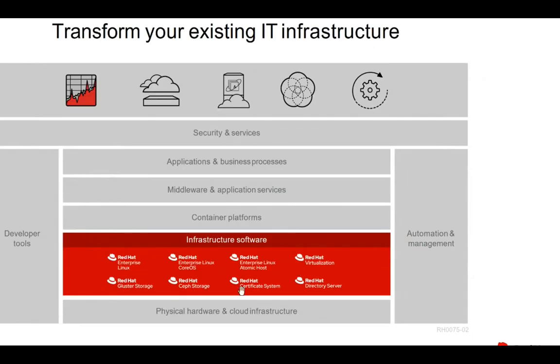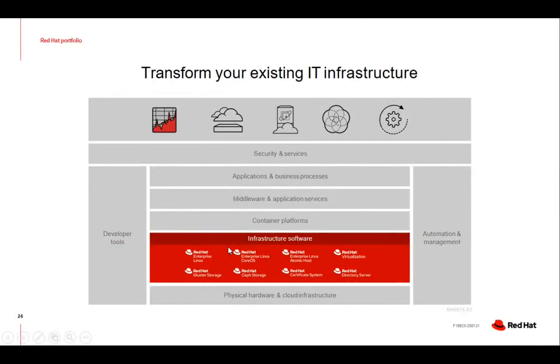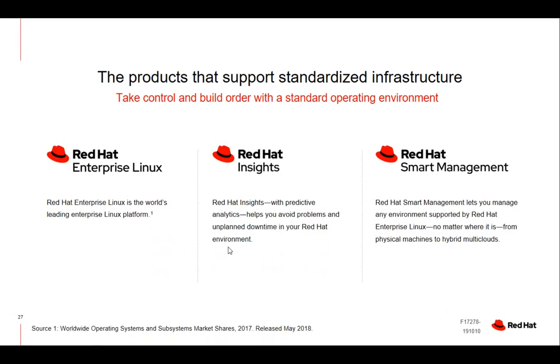So coming to the next slide, right. The products that support the standardized infrastructure are Red Hat Enterprise Linux, Red Hat Insights, and Red Hat Smart Management. First of all, it is very, very important that the customer has a standardized environment, and Red Hat Enterprise Linux is the world's leading enterprise Linux platform. There are different distributors of Linux like SUSE, Ubuntu, right? But Red Hat Enterprise Linux stands out totally, as per the studies in 2018, right?